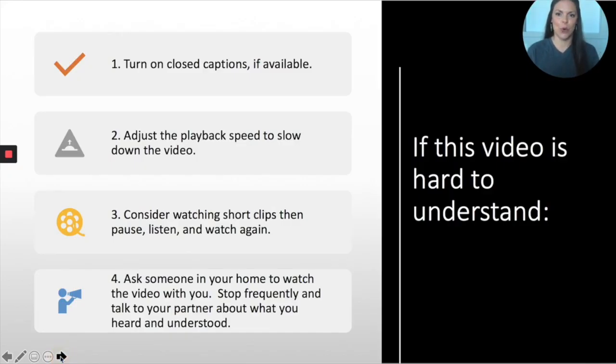Some tips for viewing this video: turn on closed caption if that is available to you. You can also adjust the playback speed to slow it down if that's helpful. You can watch the video in short clips, rewind, start over, watch it again. You can also ask somebody in your home to watch with you. You can stop frequently and talk with that partner about what you're hearing and what you understand.